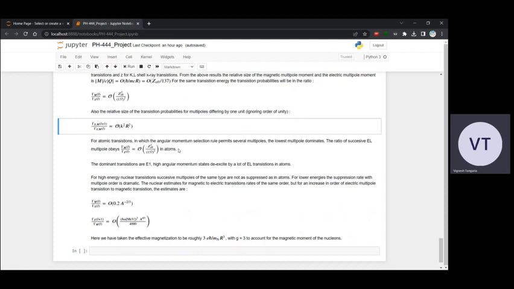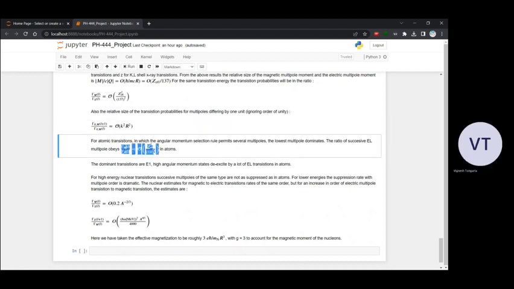So for atomic transitions, the angular momentum selection permits several multipoles. The lowest multipole dominates. The reason for this is that high angular momentum states get de-excited by a lot of other field transitions in the atoms. And we can see in experiment that this order is maintained, the transition probabilities are of the same order.